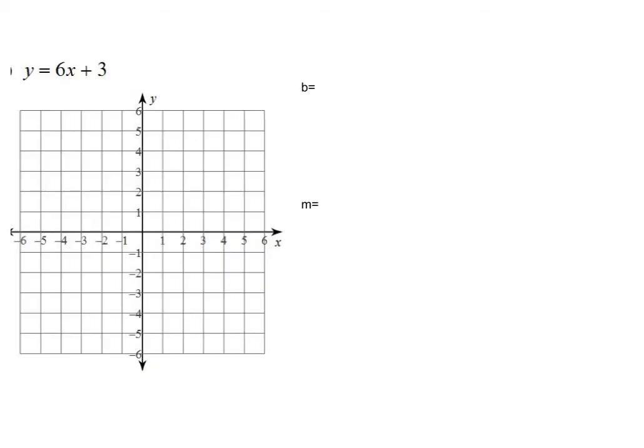Okay, so this is an example for you to try. Press pause, see if you can answer the question, and then press play to see if you got it correct. Pause your video now.